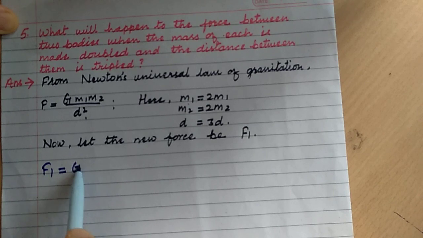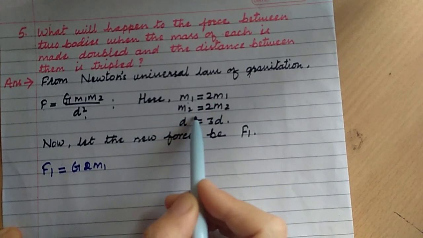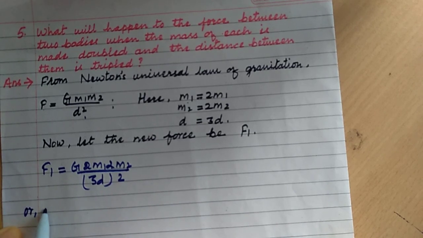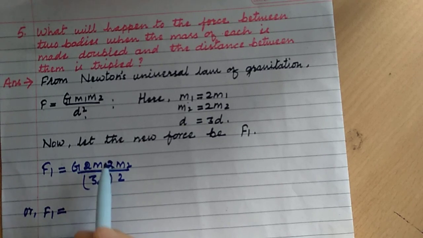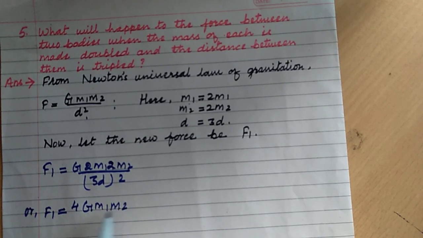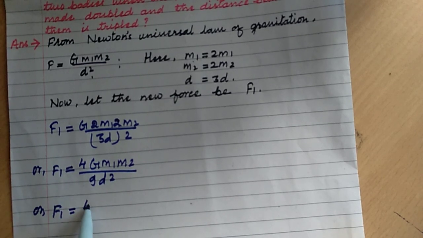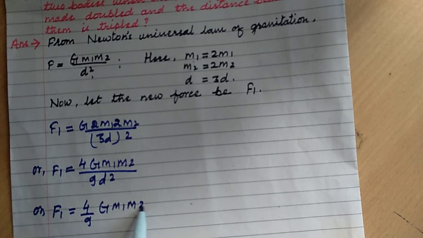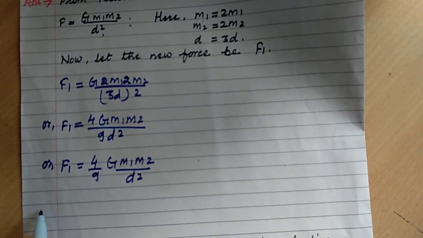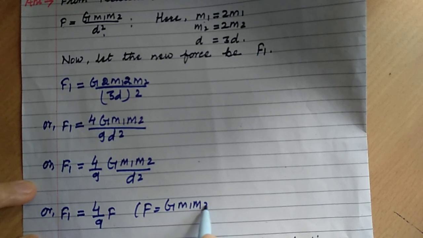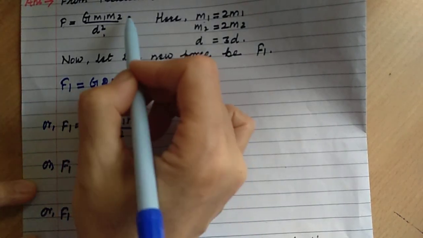F1 is equal to G, M1 has become 2M1 and M2 has become 2M2, and the distance has become 3D whole square. Or F1 is equal to 2 into 2, 4G M1 M2 divided by 3 square, which means 3 into 3, that is 9D square. Now we separate the coefficient: F1 equal to 4 divided by 9 G M1 M2 divided by D square. We can write F in place of this entire expression, because F is equal to G M1 M2 divided by D square, from equation number 1.